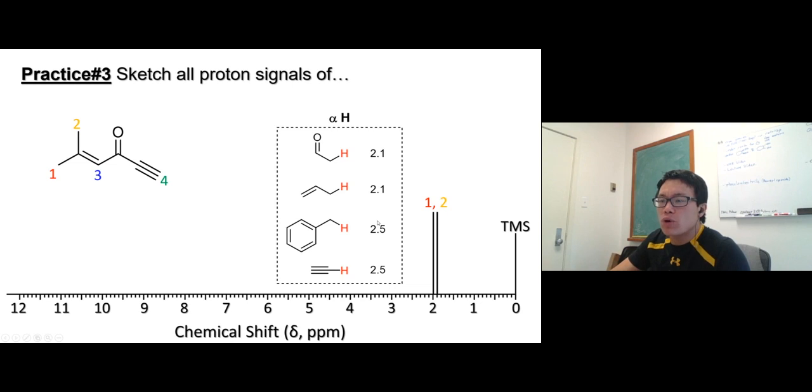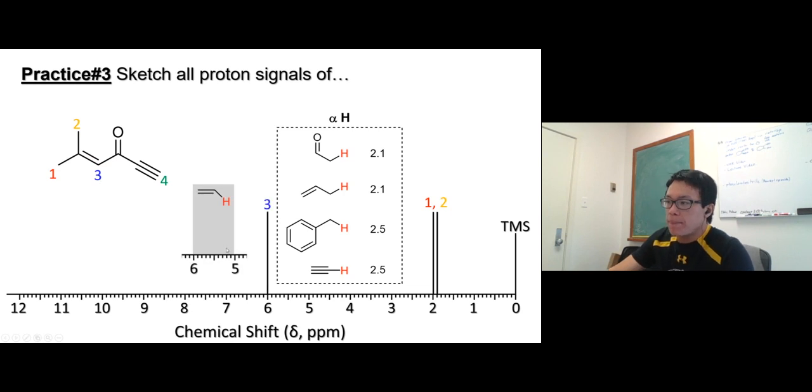What else? Proton number 3 is on the sp2 carbon of the alkene, 5 to 6. If you remember, 5 to 6. On benzene, it's 7 to 8. Put 3 right here. Number 4 is the terminal proton of the terminal alkyne, so 2.5 right there. All right, that should help.